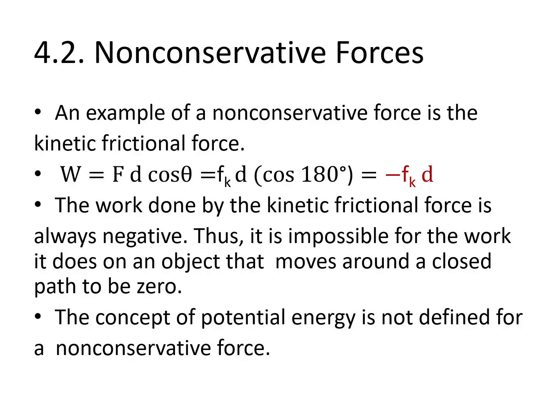Friction points opposite the direction of sliding motion because the angle between friction and displacement is 180 degrees. W equals F sub k d cosine 180 degrees, or negative F sub k d. So kinetic friction always does negative work on a sliding object. It removes mechanical energy and converts it mostly into thermal energy.